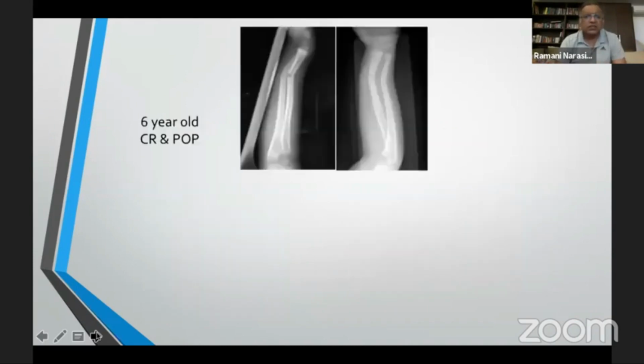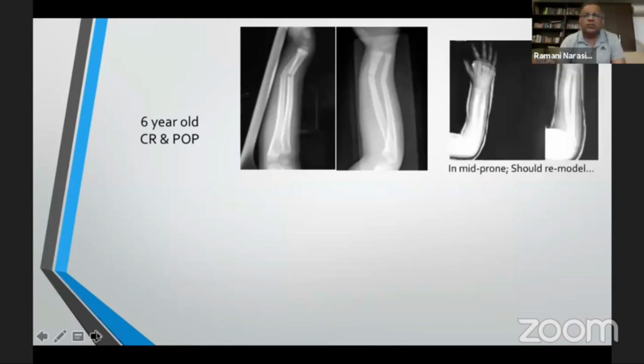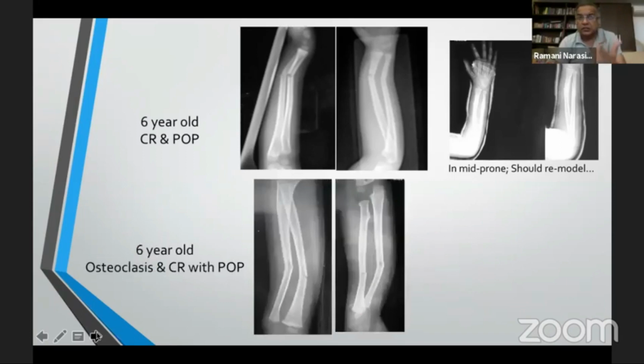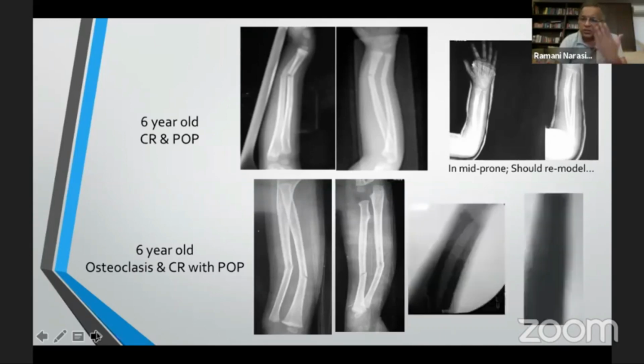But here is a 6-year-old where a closed reduction and POP was done, and this kid ultimately was immobilized in a mid-prone position. And it actually remodeled. There is another 6-year-old who had a greenstick fracture with a volar angulation. This was mentioned by the last speaker, Dr. Manoj. Here we did an osteoclasis and had a good alignment.